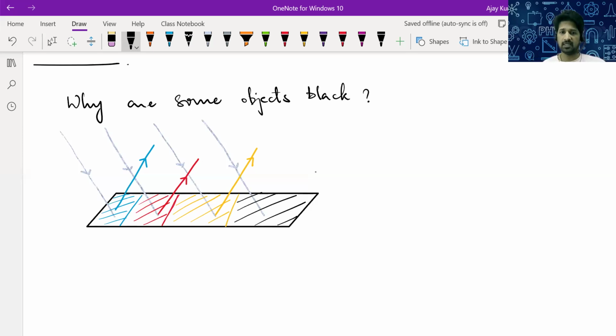Absence of visible light. If nothing is reflected by an object, nothing means, I should be more specific here. If no wavelength in the visible range is reflected by an object, the object appears black. So remember, black is the absence of visible light.